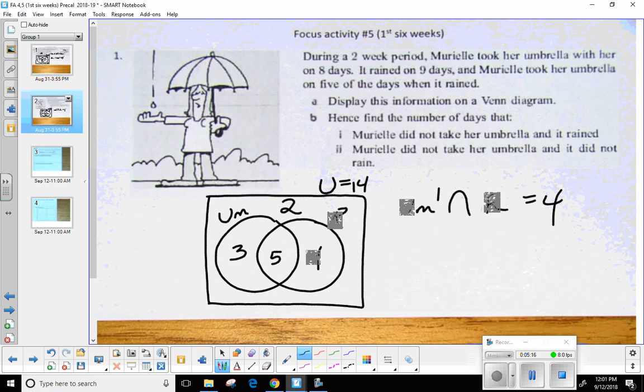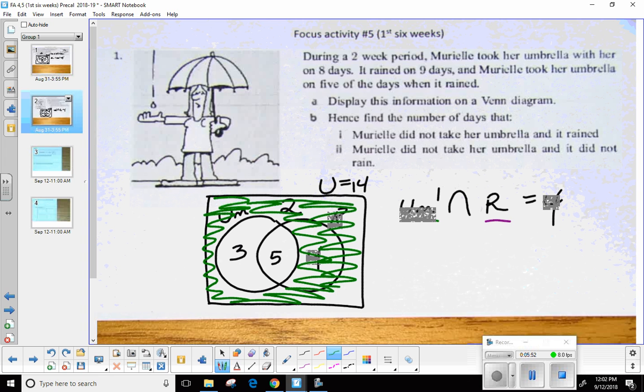Does anybody want me to show you that by shading? You didn't want me to? Okay. So let's do it this way. Let's go ahead and say that green will represent the shading for the complement of the umbrella. And let's say that purple is going to represent the days that it rained. Remember the complement is everything in the universe, but not in that set. So what's going to be shaded green? It's going to be everything outside that circle, right? Okay.